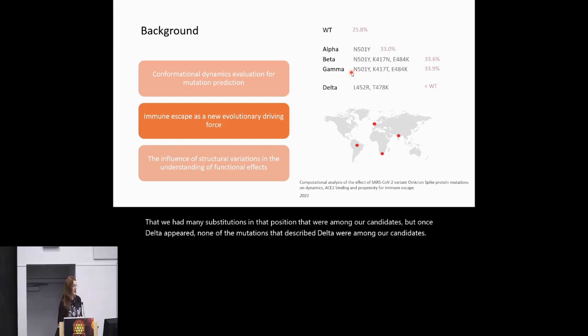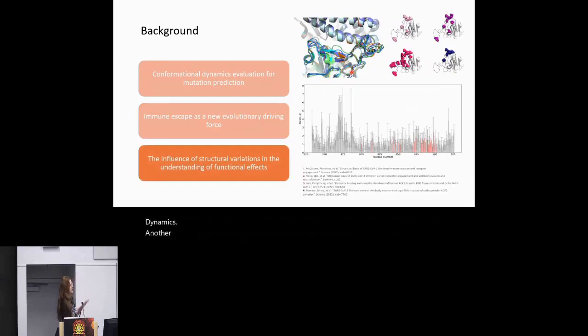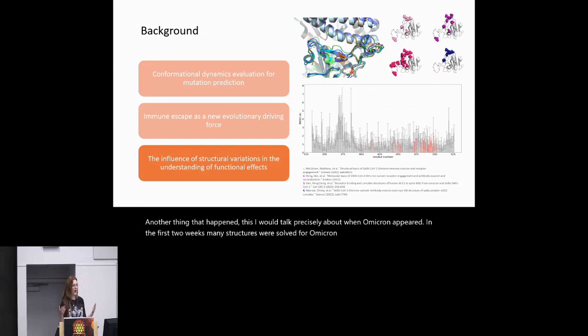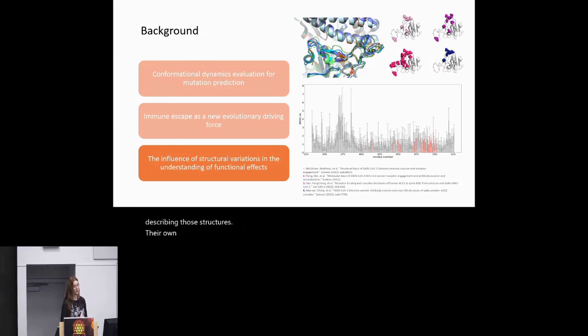So we started to realize that maybe other evolutionary pressure factors were playing a role in the evolution of spike that we would not be able to predict only looking at the conformational dynamics. Another thing that happened, I will talk precisely about when Omicron appeared. In the first 2 weeks, many structures were solved for Omicron, and different papers were describing those structures, pointing out possible different effects of the many mutations that describe Omicron on the receptor binding domain and the receptor binding motif. But they were pointing out not necessarily the same effects for those mutations.